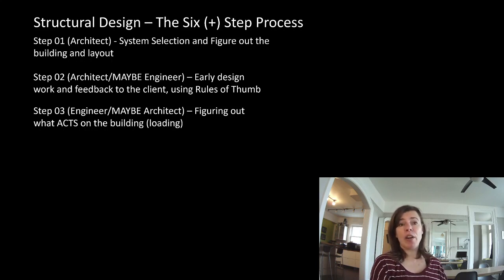The engineer figures out what loads act on the building. The architect might be involved here, and here's why. Most of it is the engineer's responsibility, but we have to know when something unusual is happening. If we don't know it's there, we can't solve the problem. You have to define the problem for us.